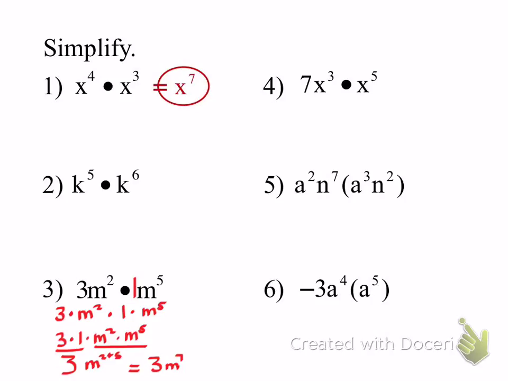All right, number 4. Who would like to do number 4? Actually, why don't you do 4 and 5? Pause the recording. You do 4, 5, and 6, and then check your answers.